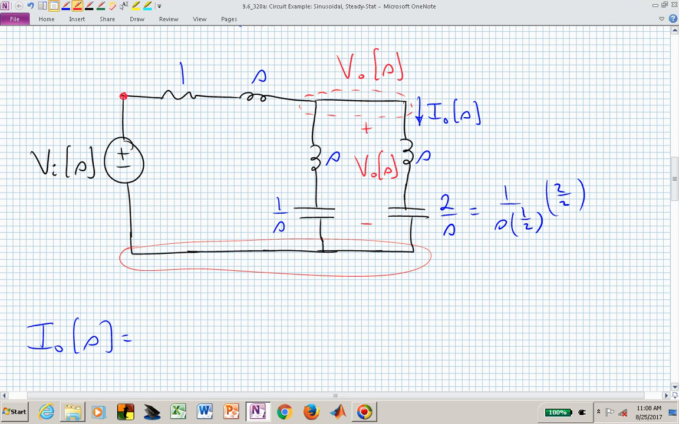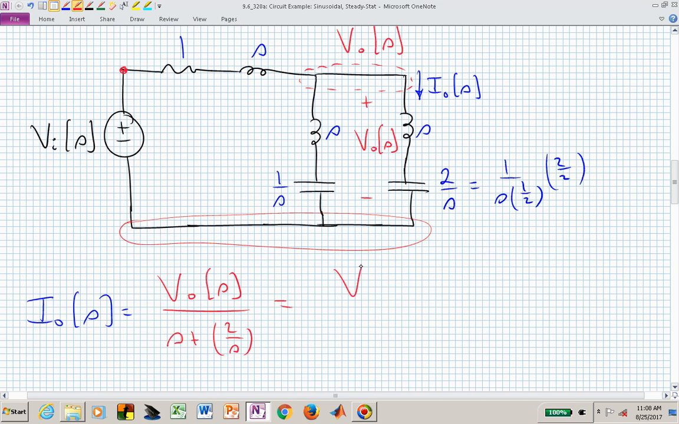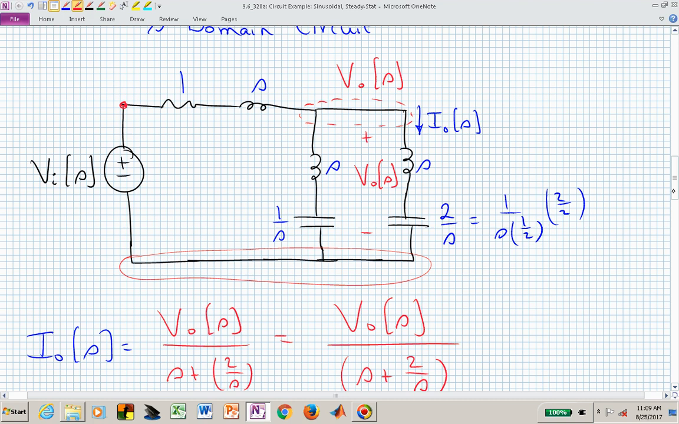Well, that's just Ohm's law in the generalized form. So now we have V naught of S over the impedance in that rightmost branch, which is S plus 2 over S. So I sub 0 of S, if I can now find V sub 0 of S, is just V sub 0 of S divided by S plus 2 over S. Now, how do I find V sub 0 of S? Well, now I can simply write one equation. I just have that one unknown V sub 0 of S.